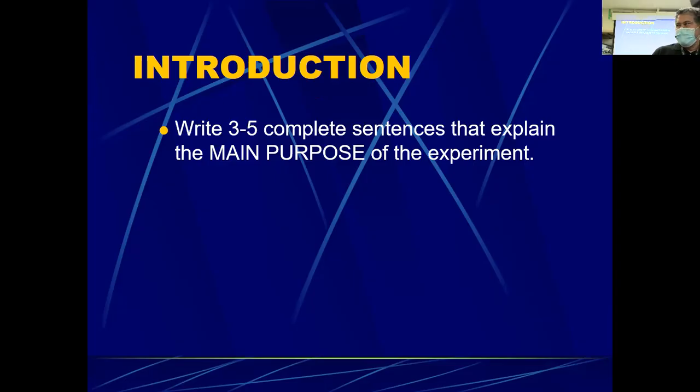So that's what you're going to start with. You're going to start with a statement. Maybe there's a general statement in the first sentence, but in the second, third sentence, you're going to use the word the main point or the main purpose. So write 3 to 5 complete sentences that explain the main purpose of the experiment. That's the first of the 12 checks that I'm going to see when I read your lab report.